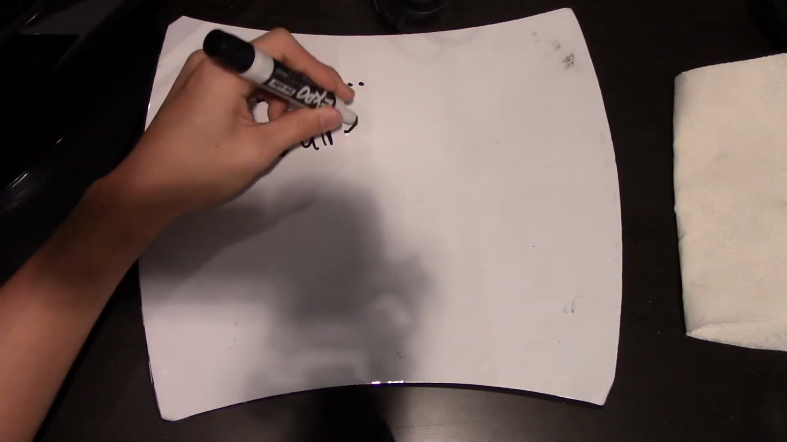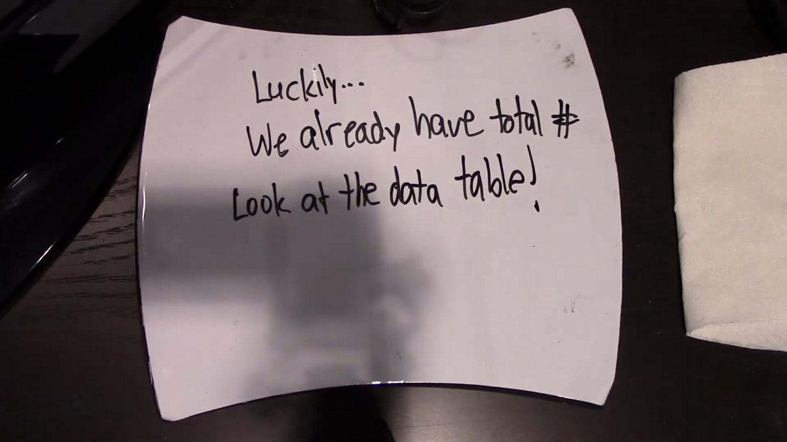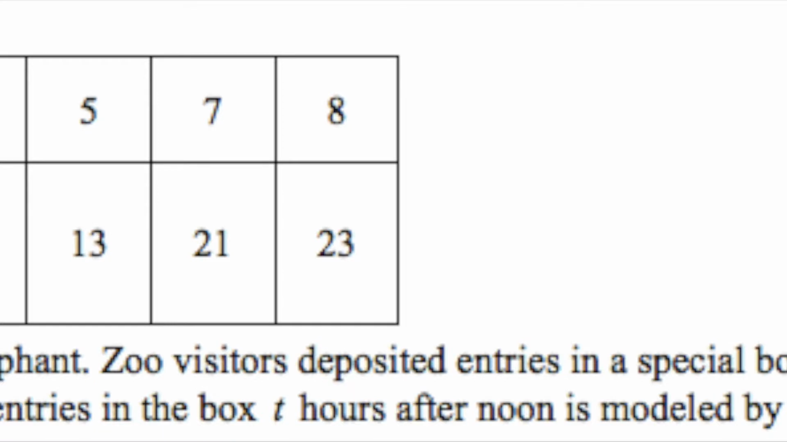The data table given to us actually gives us the total number. At t equals 8, or 8 p.m., the number of entries is 2300. And since 8 p.m. is when the voting ended, we now know that this is going to be our total number. But here comes the problem of finding out how many are going to be processed by 12 p.m.